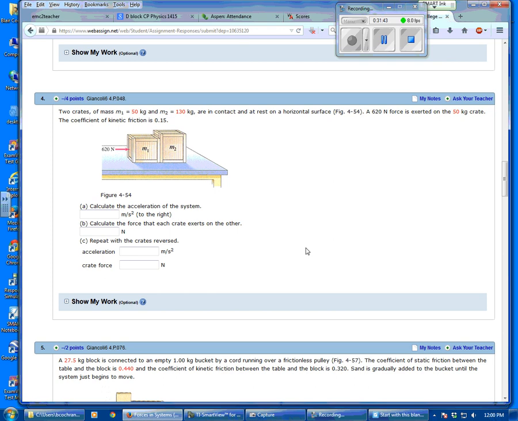Okay, so that brings up the last part of the problem, which is, if the crates were reversed, what would happen? Well, they're saying you're still pushing, but rather than the 130 being on the right, it's now on the left. It wouldn't change the acceleration, right? Because it's not going to change the system. It would change how much the two crates pushed on each other.